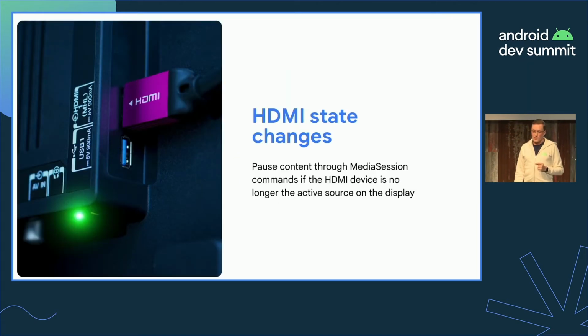From Android 12 onward, apps can receive media session pause signals when HDMI informs the TV peripheral that it should enter standby. For instance, because it's no longer the active source or the panel is switching off. For you as an app developer, respecting this signal ensures that the device can enter a low power standby state.